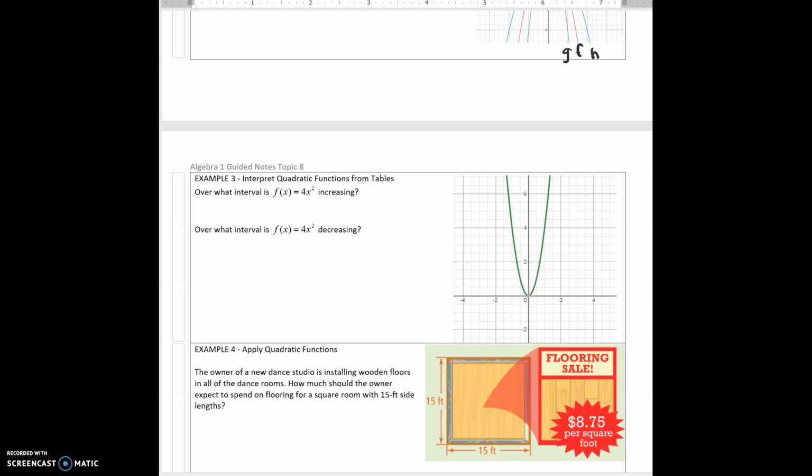So example 3, it's asking where is this graph increasing? So increasing meaning a positive slope. So where it's going up, left to right, which from here is increasing. And decreasing would be going down left to right, which is here. And then you go ahead and just write your function or your interval notation. So again, this was going up left to right.